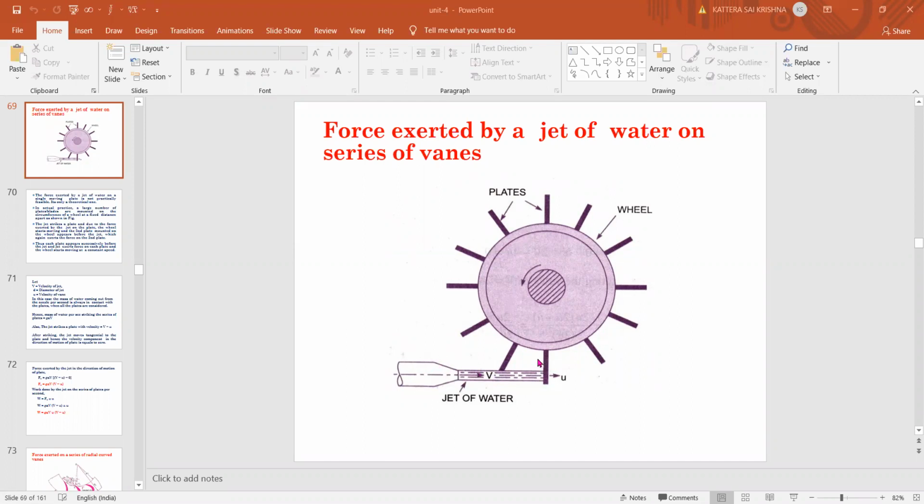And as a result, what happens? A single plate will come and hit, the jet will come and hit each and every blade. Continuously, the blade will rotate. So this is a principle used in turbines also. Okay, so this is the force exerted by a jet of water on a series of vanes.